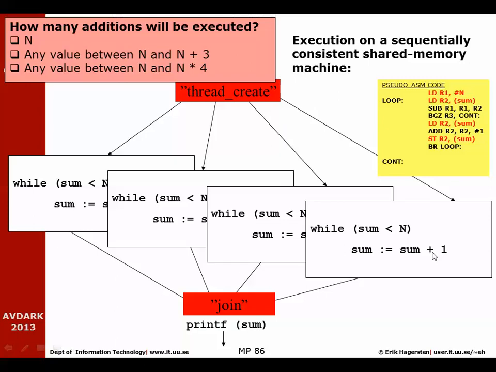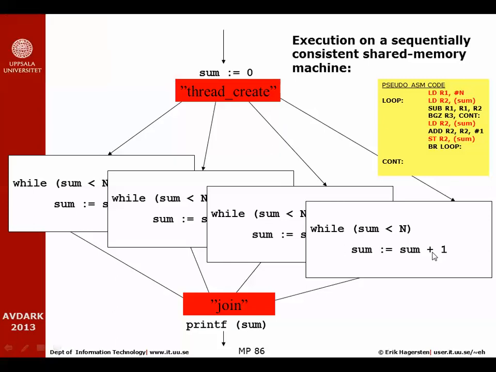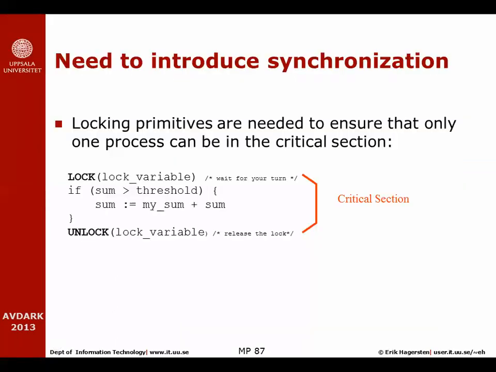We do this by introducing what are called critical regions. A critical region is a piece of code that's guarded by synchronization primitives. Here we have created a loop body that looks very similar to the previous example. We have put it inside two synchronization primitives, a lock primitive and an unlock primitive. Writing code like this ensures that only one thread at a time can be inside this critical region.